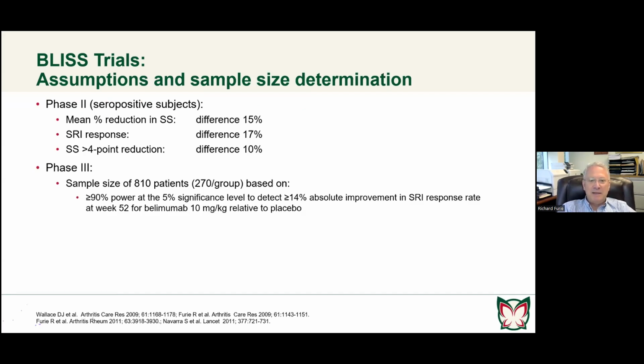Well, based upon an estimated effect size of about 14%, with a 5% significance level and 90% power, it was determined that about 270 patients per arm would be needed. With 3 arms, placebo and 2 treatment arms, 810 patients were needed. And of course, to get regulatory approval, 2 studies were needed. So we're talking about 1,600 patients for the phase 3 belimumab program, the so-called BLISS program.